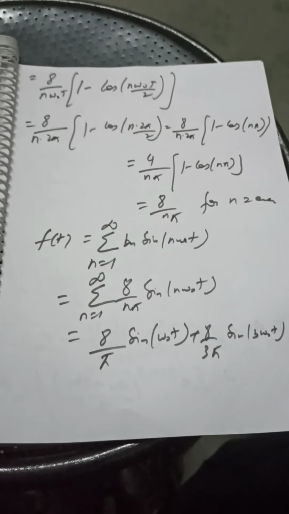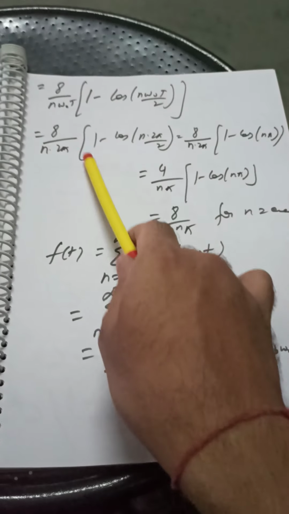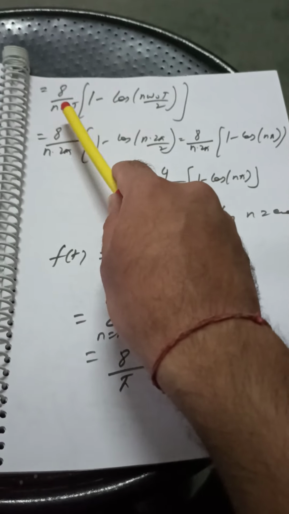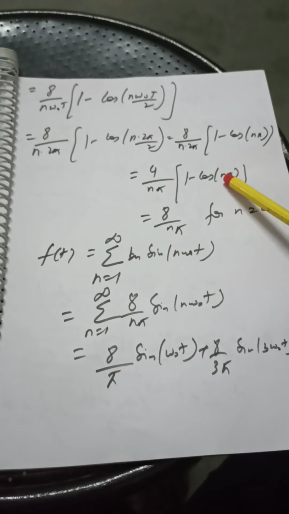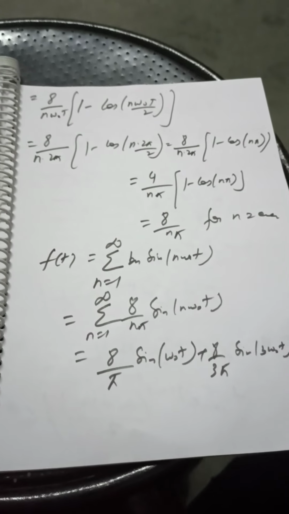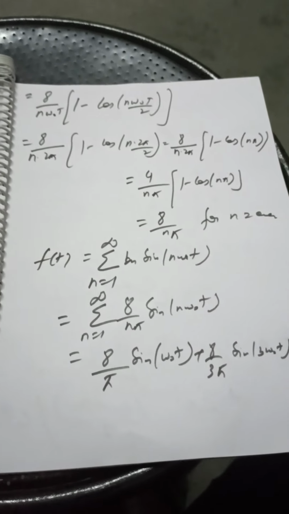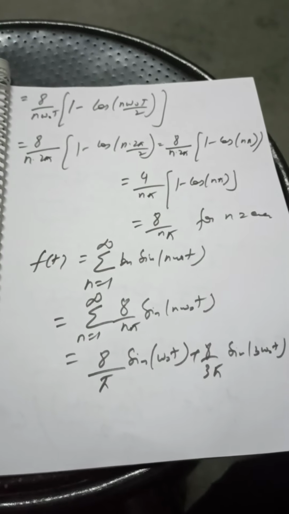Okay. Now moving back to the remaining part of the question. Again we are having omega naught T. We replaced each omega naught T by 2 pi. So this is 8 by n 2 pi, 1 minus cos n 2 pi by 2. Now have a look at this: 8 by n into 2 pi, 1 minus cos n pi. That's quite easy to understand.